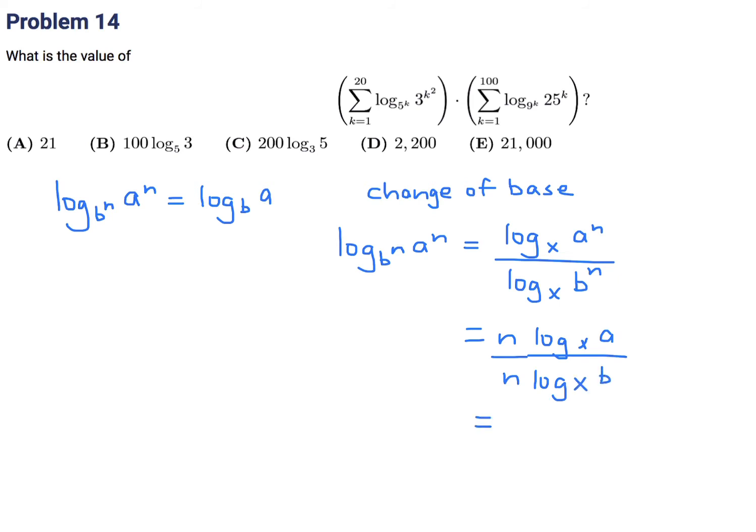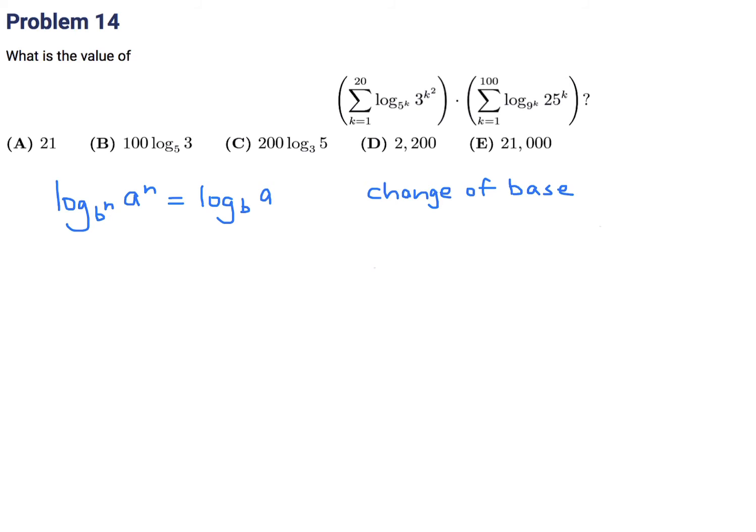As you can see, the n's cancel, and therefore you just get this, but this is the same as log of a to the base b. So as you can see, this does indeed equal that, as I had previously written. Okay, so that rule is going to be very helpful to figure this out. So here we go. Using that rule, we would have the following.